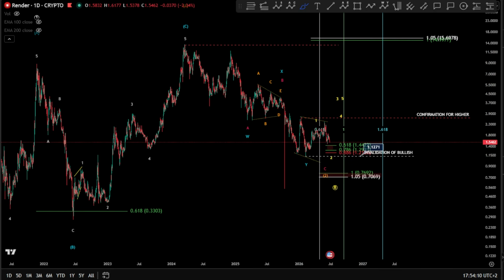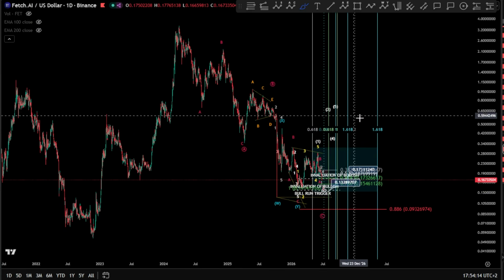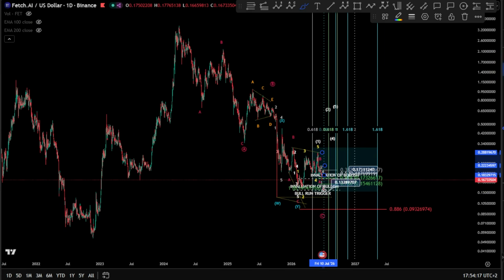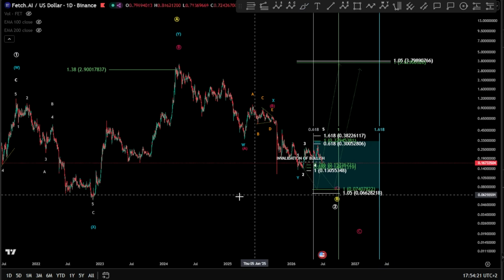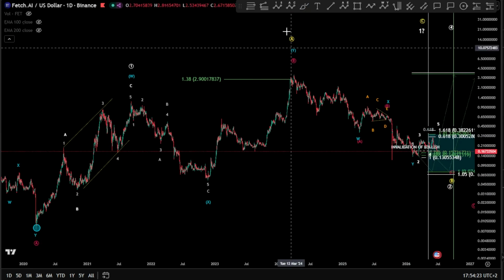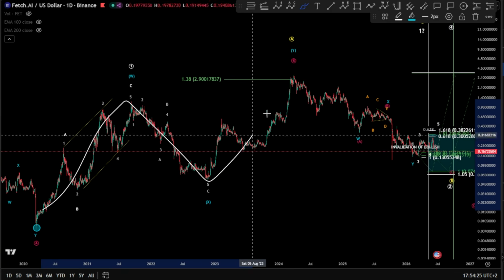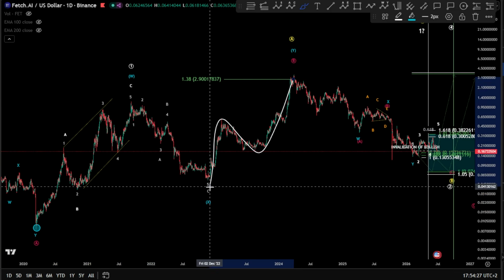All right, so that was it for Render. If we move to the next one, which is Fetch.AI, for Fetch.AI as well we're going to take a look at the all-time history first. For the all-time history, we're looking also at 3 waves toward the upside in a W, X, and a wave Y, because this is 3 waves there.